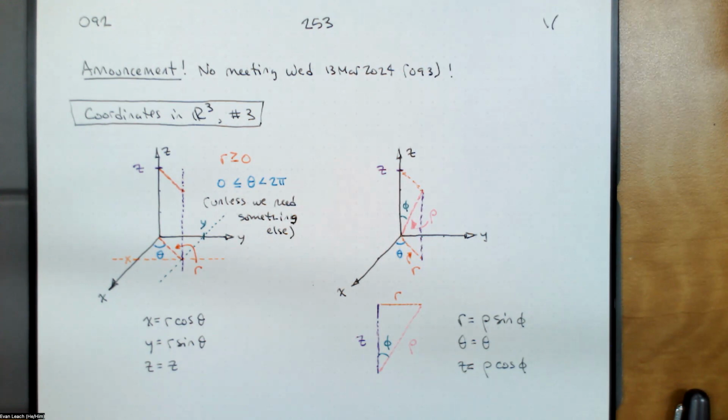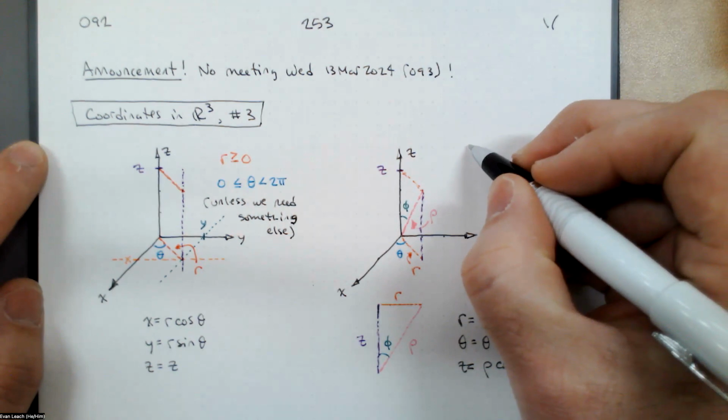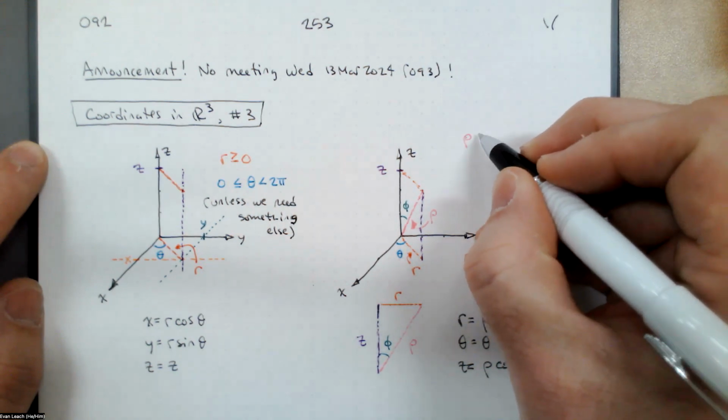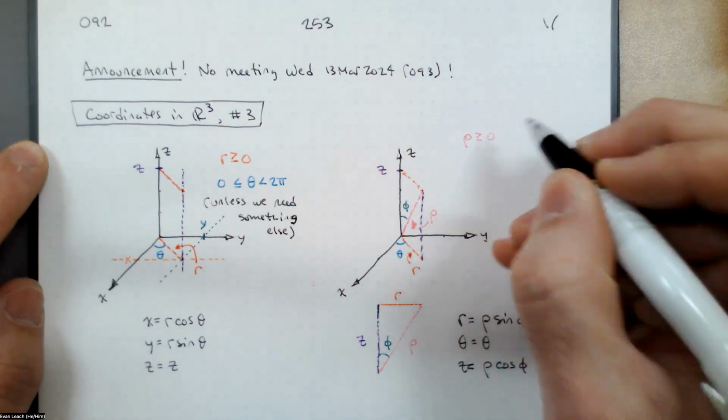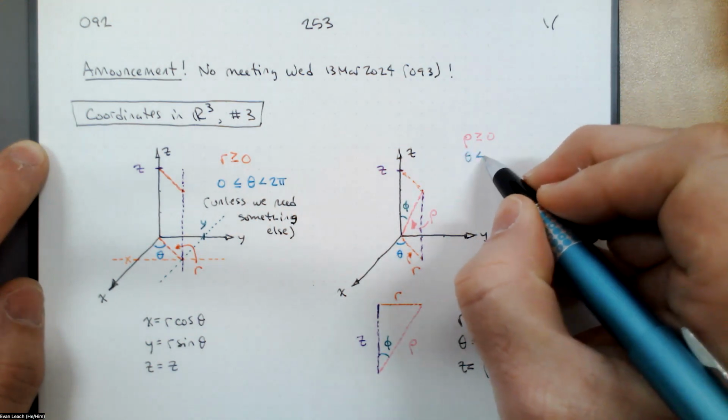In the case of spherical coordinates, we're going to do a similar thing. Rho is going to be our distance. So let's restrict rho to being positive, or at least non-negative. Let's keep theta in between 0 and 2 pi.